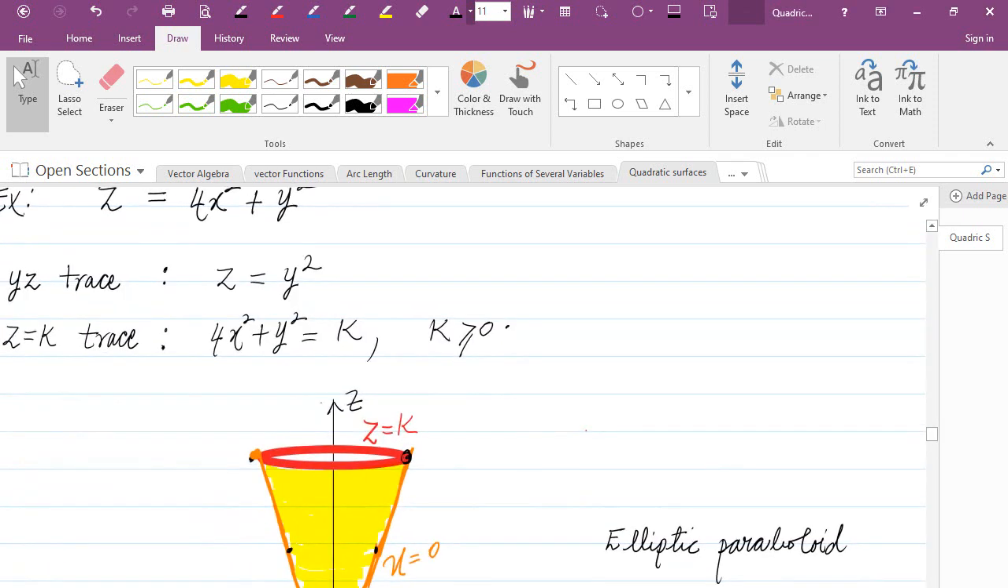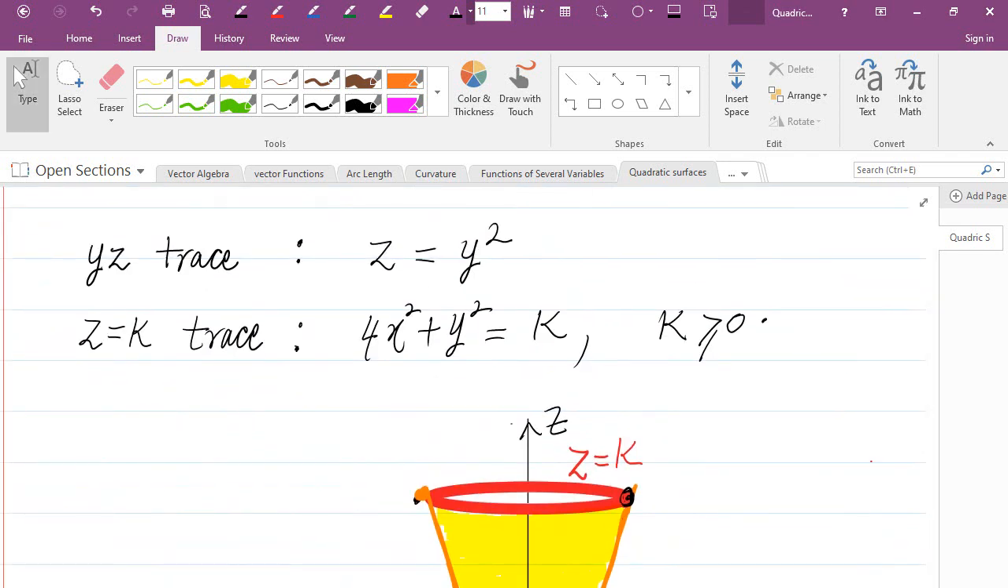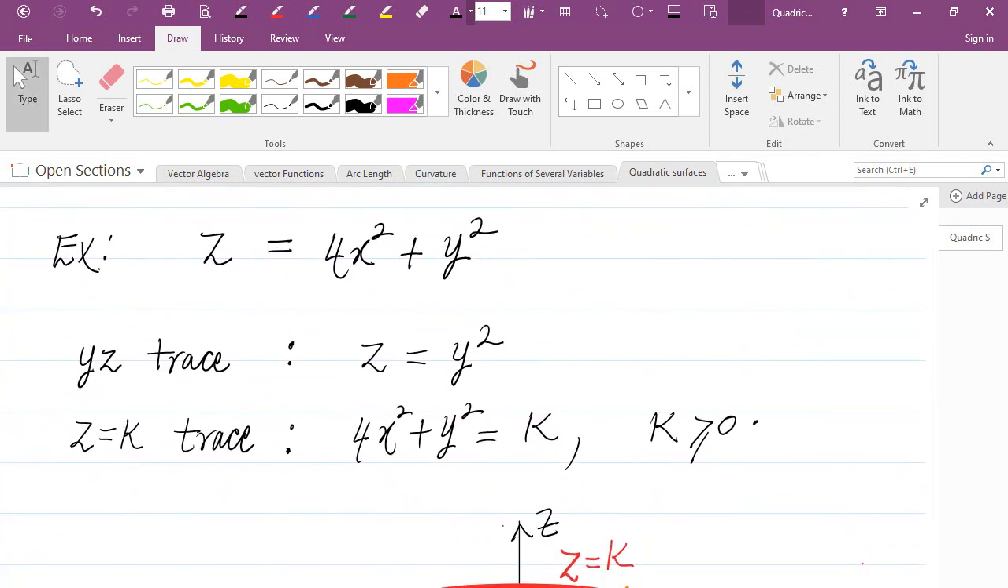Welcome back. Let's now look at the equation z is equal to 4x squared plus y squared. So, how does this quadratic surface look? Well, once again, in this case, the first thing I'm going to do is look at the yz trace.